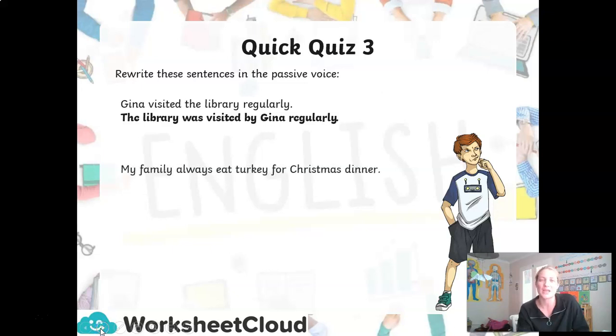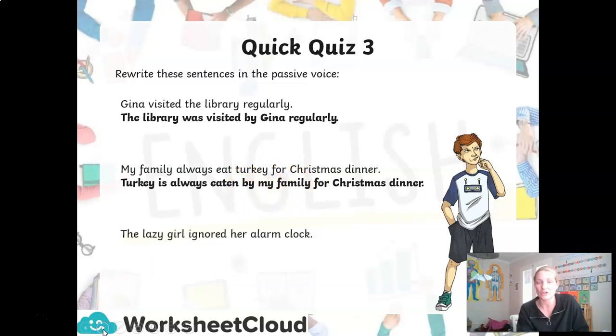Here's the next one. My family always eats turkey for Christmas dinner. Okay, if you've not done it, press pause quickly because I'm going to show you the answer. Turkey is always eaten by my family for Christmas dinner. So remember the family, the subject, now comes after "by". The lazy girl ignored her alarm clock. To change that to passive: the alarm clock was ignored by the lazy girl.